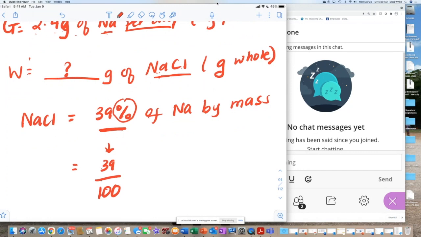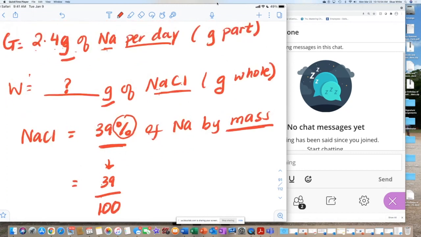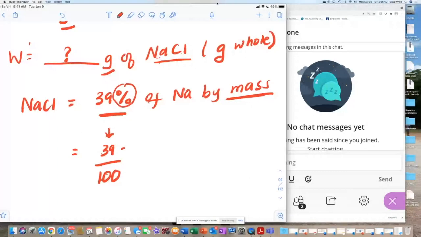39 over 100. Okay, but they said by mass, right? So by mass means it's not 39 points over 100 points. It's 39 mass units over 100 mass units. Since everything else here is grams, make this one also grams over grams. Okay, so I'm doing well. Last thing, they said it's 39% of sodium by mass, meaning that in the whole compound of sodium chloride, in the whole, 39% of that mass came from sodium.